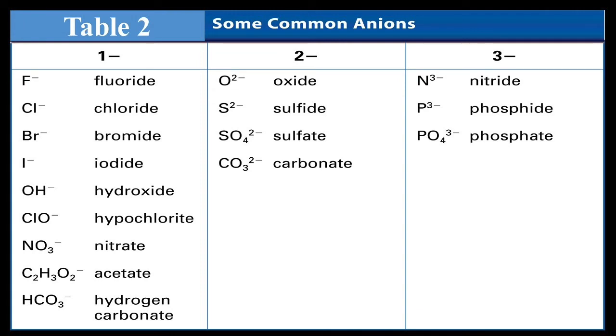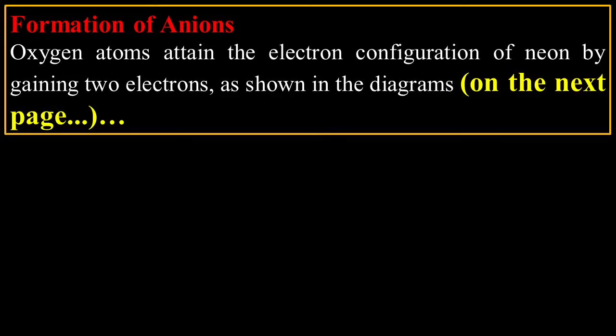Some killer whales there. Here's a table with some important ions that you'll be using. The -1 ions: fluoride, chloride, bromide, iodide. There are some polyatomic ions: hydroxide, hypochlorite, the active ingredient in bleach, the -2 ions, and then you have the -3 ions, nitride, and then the phosphide and phosphate. So, very important ions. Formation of ions.